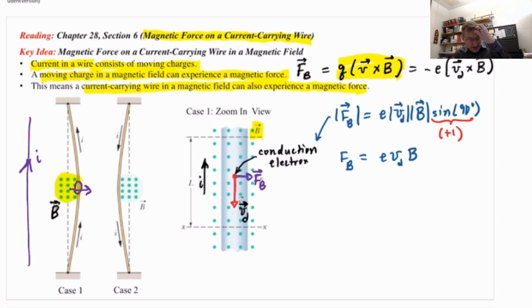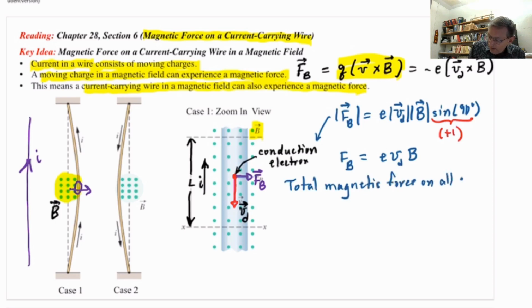Okay, now that's just one conduction electron. Presumably there's a whole bunch of conduction electrons in that wire. So how do we get the total force on the wire? What we do is pick a particular length of wire. Here it's labeled L. And we're going to find the total magnetic force on all the conduction electrons in the length L of the wire.